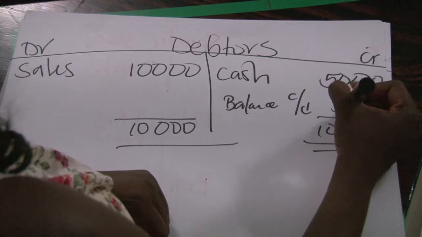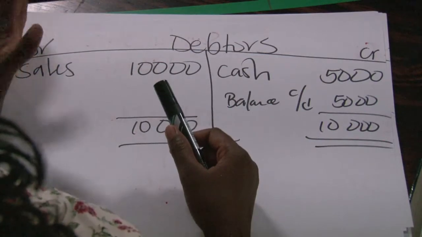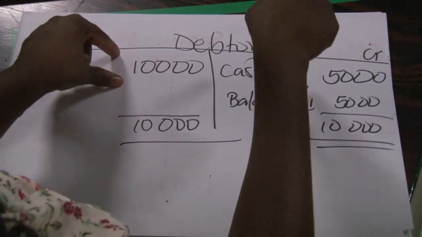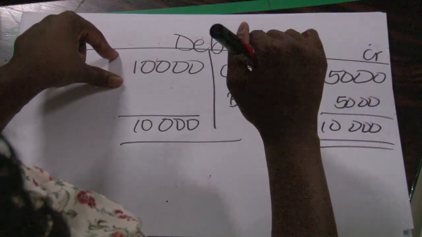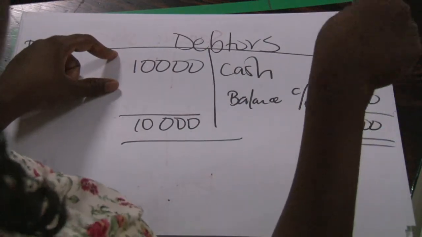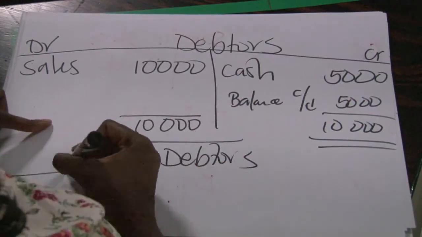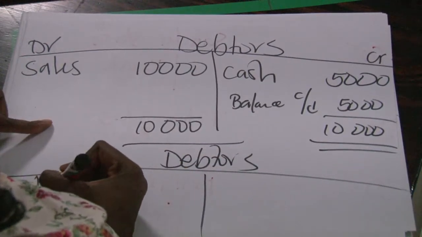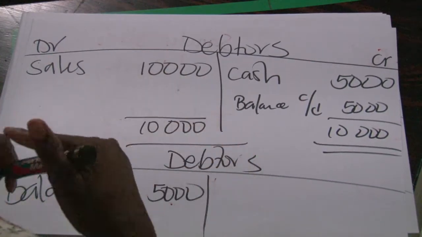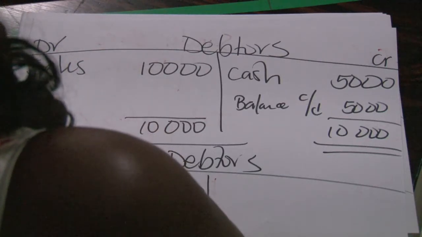And this is going to be balance carried down 5,000. The difference between these two, because we sold goods on credit to our customers 10,000 and later that same customer paid off half of the debts, which makes it 5,000. So in the next month this customer is going to be owing us 5,000. Next month when we start, we say debtors control account balance brought forward 5,000, and then we continue with the month. You see, balance brought forward increases our debtors control account.